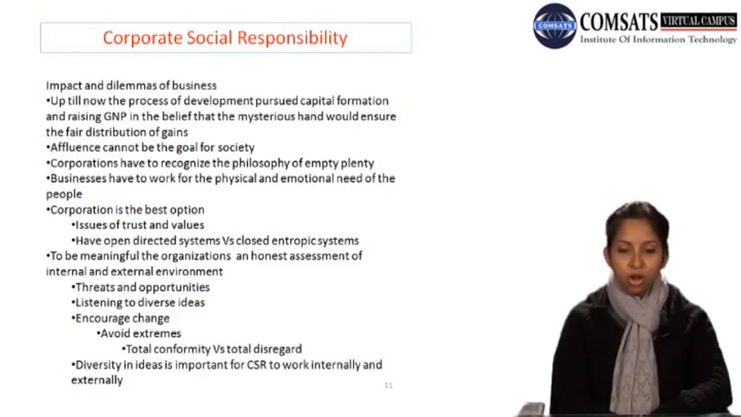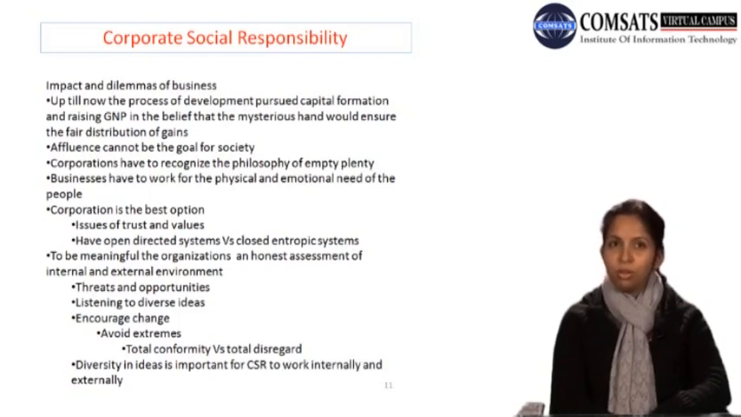The best option for corporations is issues of trust and values and to have open directed systems versus closed entropic systems. So if you have to fulfill the physical and emotional needs of people, and when I say people, these people are internal to the organization as well as external to the organization, then the corporation has to get over issues of trust and values. The corporations have to have a very strong network of trust and a very strong sense of values, because only when trust and values are strong will the corporation be able to fulfill the emotional needs of people, because trust is very important for emotional needs. If there's lack of trust in the relationship between the corporation and the stakeholders, then the corporation will never be able to fulfill the emotional needs of the stakeholders.